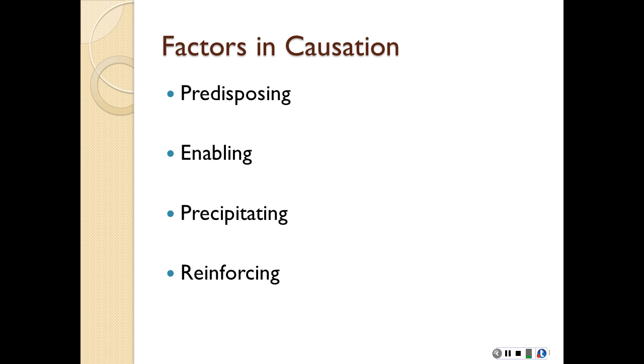And then finally, reinforcing factors are those factors that can aggravate an established disease. So like if you have repeated exposures to poor environmental conditions.